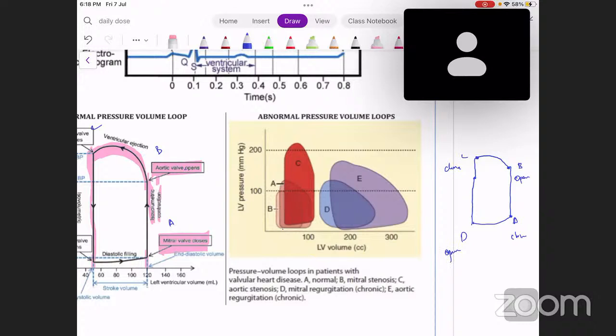And what are the abnormal patterns? For mitral stenosis, you may have this type of curve. For aortic stenosis, you may have the pressure increases with the volume decreases. And then you have mitral regurgitation, pressure decreases with the volume increases. And in aortic regurgitation, both pressure and volume increase. So these are the abnormal curves you have to remember.